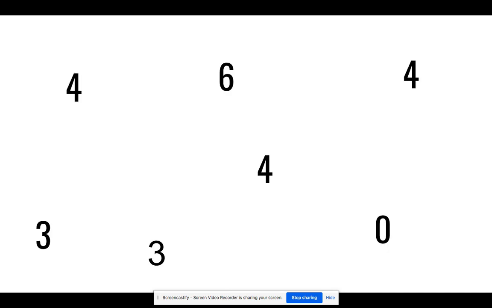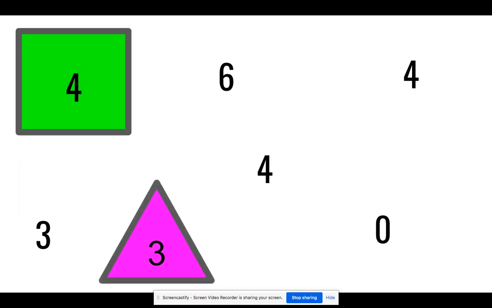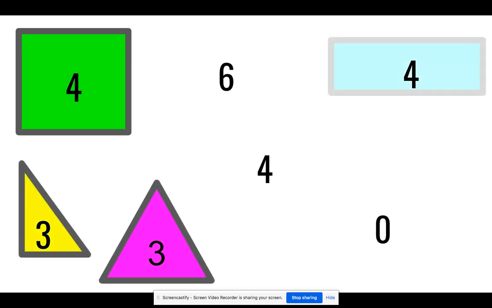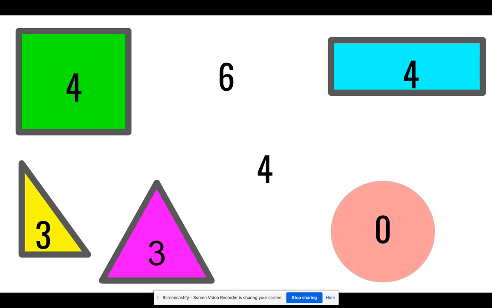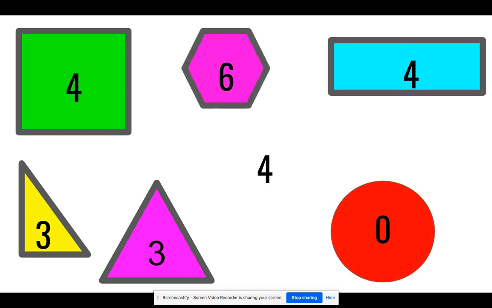Well, one of the first ways we learned how to identify shapes was by their sides. How many sides does each shape have? A square has 4. Triangles have 3. A rectangle also has 4. A circle doesn't have any sides at all. A hexagon has 6. And a trapezoid has 4.